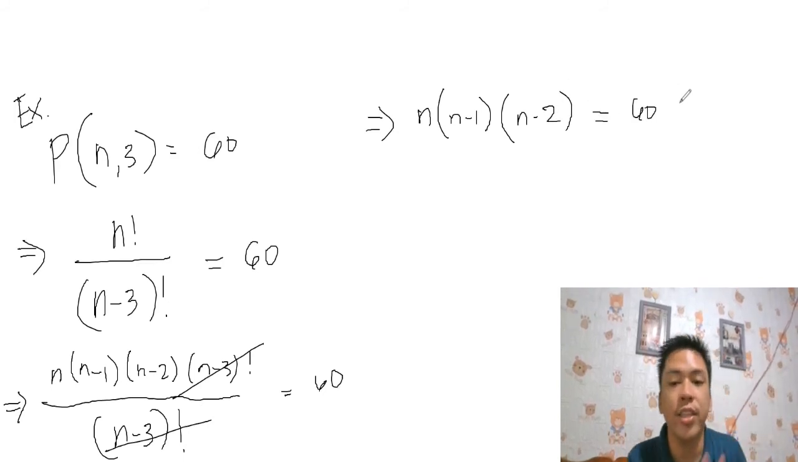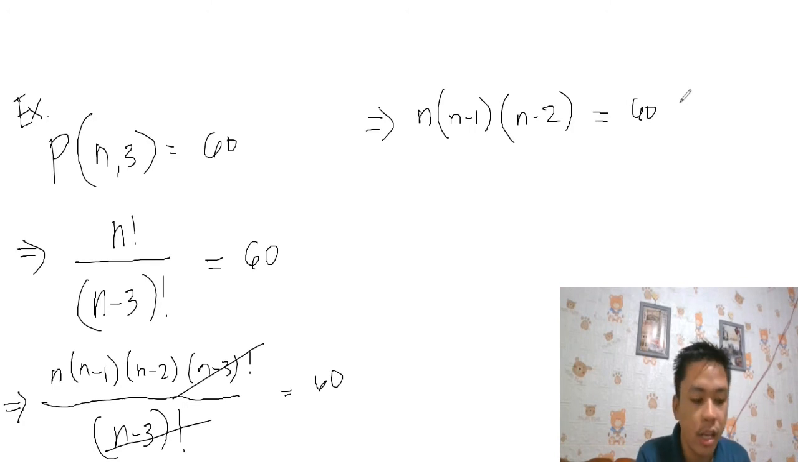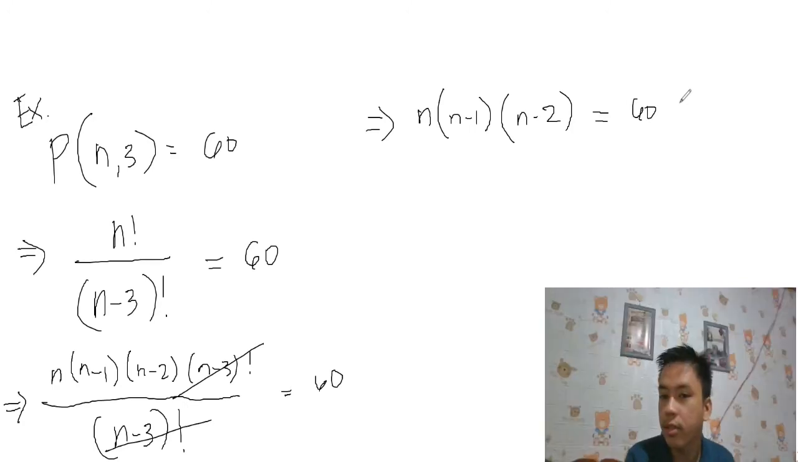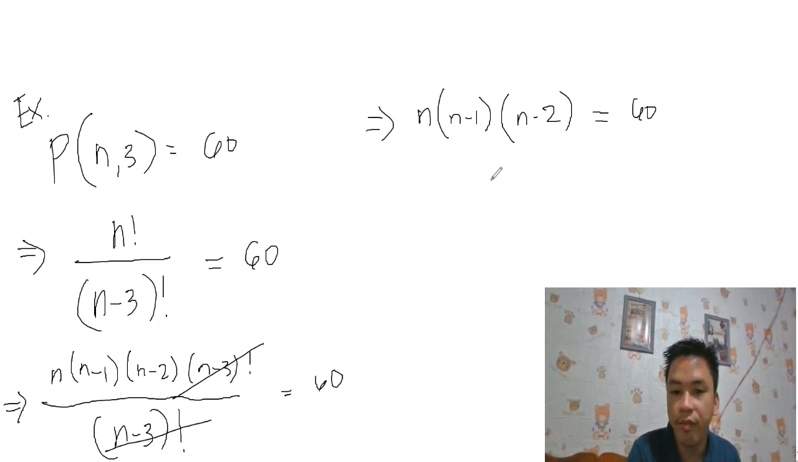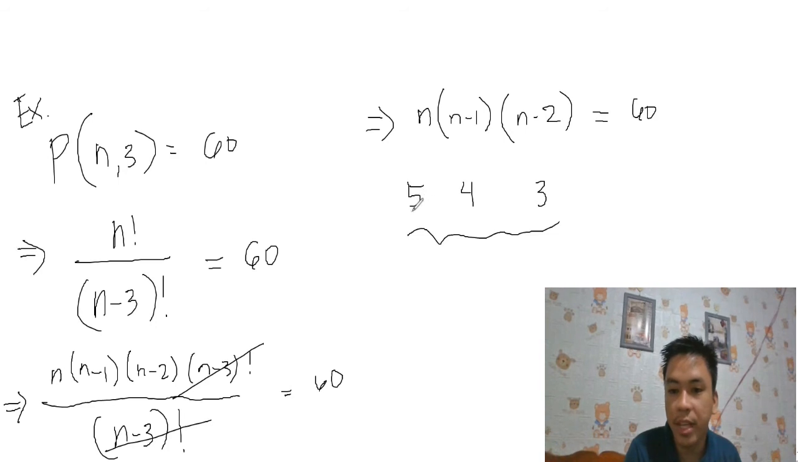So that means you're looking for 3 consecutive integers with the product 60. Can we think of three consecutive integers? I guess this is 5, this is 4, and this is 3. If you multiply these three, 5 times 4 is 20, times 3, you get 60. Therefore, your n is 5.